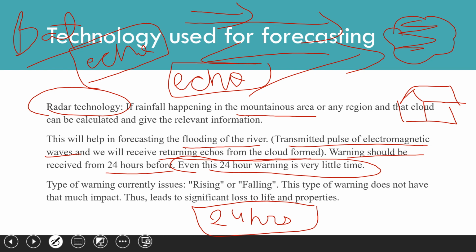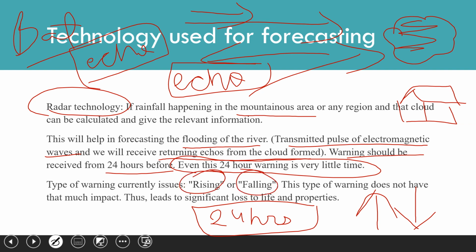Okay, so the type of warning currently issued, and one of the issues with the type of warning: it will say river level is rising, river level is falling, or rainfall is rising, or rainfall is falling. This is not given by radar technology itself. I will tell you which agency is responsible for it, but it is calculated through radar technology only. Then we analyze all those data, then we say all these things. So if river level is rising, we will say that the river level has risen to the red mark or the danger mark, and if falling, that the river level is falling down. This kind of representation does not have that much impact.